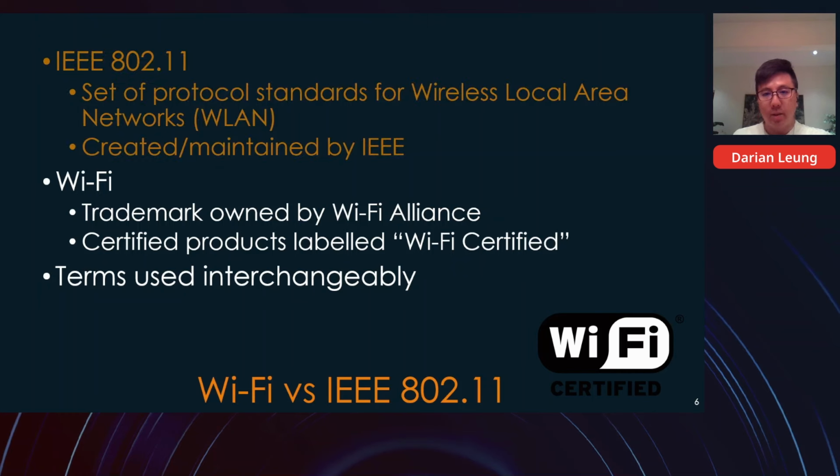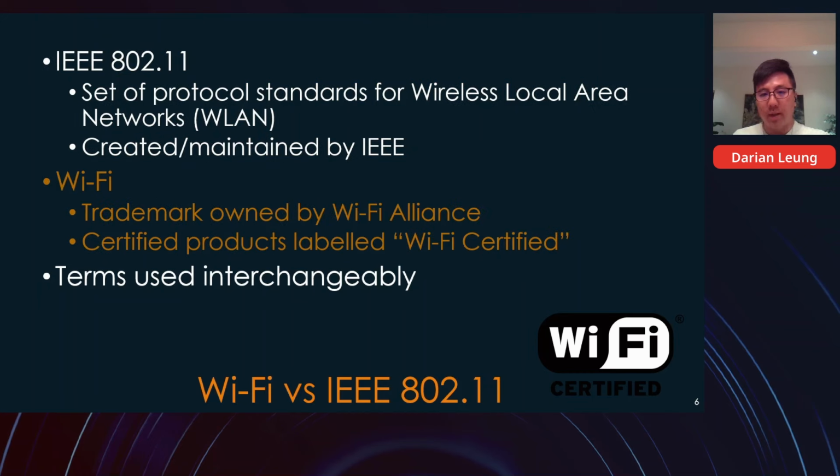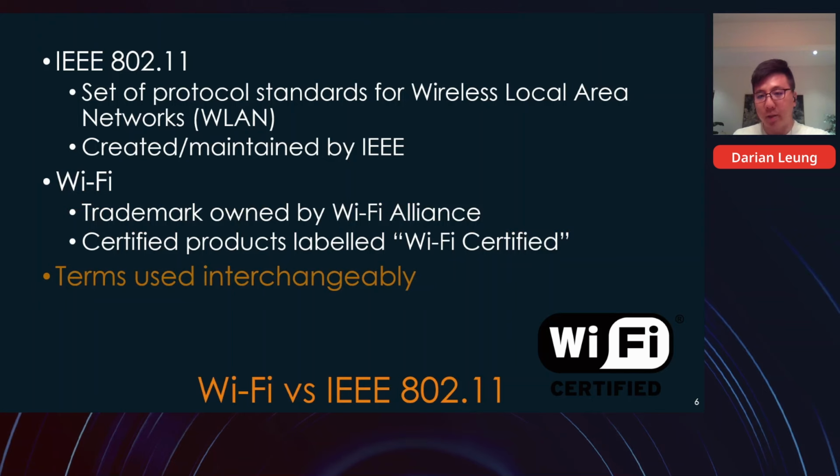To be specific, the term IEEE 802.11 actually refers to a set of protocol standards for implementing WLANs. These protocol standards are created and maintained by the Institute of Electrical and Electronics Engineers, otherwise known as IEEE. Wi-Fi is a trademark owned by the Wi-Fi Alliance. Any 802.11 device that wants to be called a Wi-Fi device must be certified by the Wi-Fi Alliance. This certification basically ensures interoperability between different vendors. However, these two terms are typically interchangeable because most consumer devices that support 802.11 are also Wi-Fi certified.